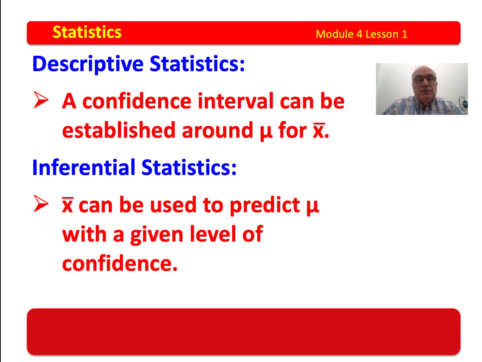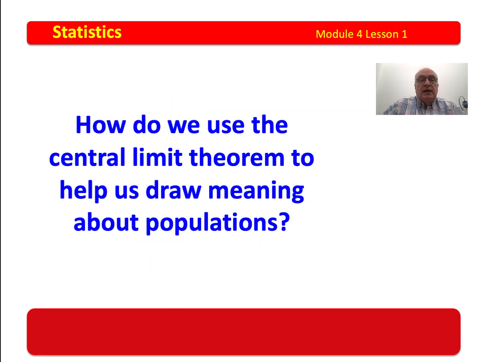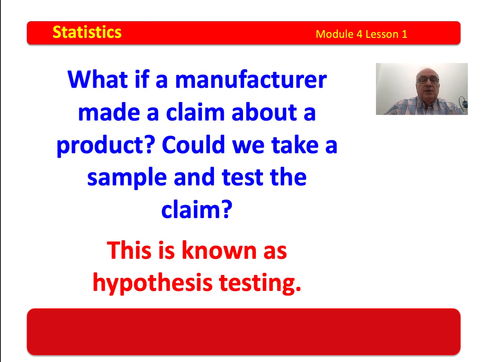In descriptive statistics, we build a confidence interval which can be established around a known mu for where our X bar will occur. In inferential statistics, we kind of reverse that. We don't know mu, so we take X bar and we use it to predict mu with a given level of confidence. And how do we use the central limit theorem to help us draw meanings about populations?